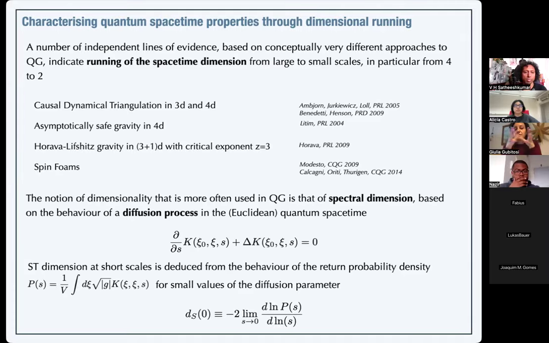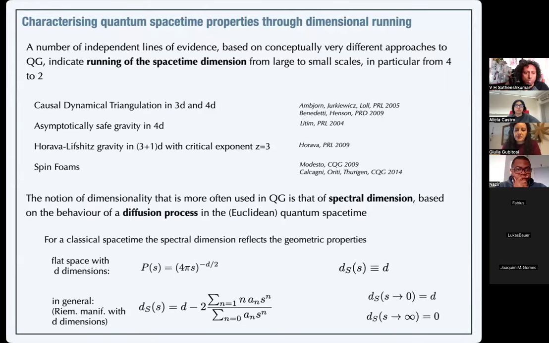It is known that the return probability is related to the dimensionality of the manifold. And in particular, the limit for zero diffusion time of the return probability gives you the dimension of the manifold that you're studying. This is something standard for smooth manifolds, let's say. For example, in a flat space with d dimensions, you compute the spectral dimension and you get that it is d, which is what you started from. And in particular, for flat space, you have no running. So for any value of the diffusion time, you get always the answer d.